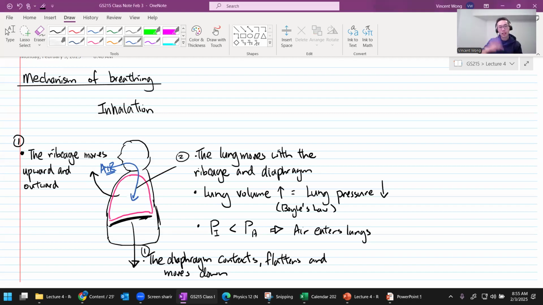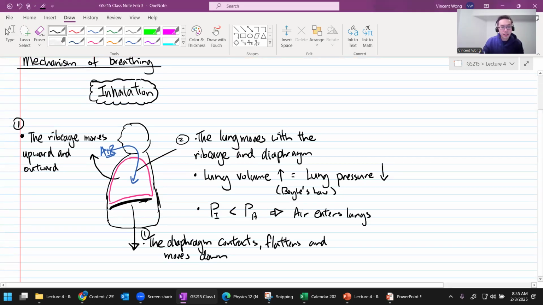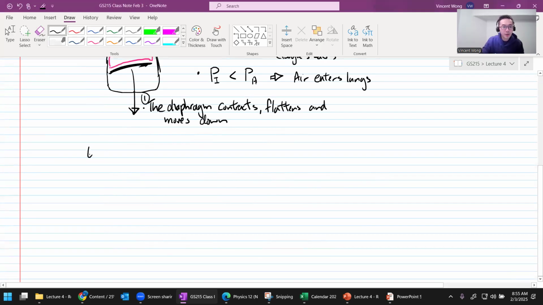If your chest cannot move, if something heavy is resting on your chest, like someone trapped in a collapsed building, then it's very difficult to breathe in, because now you cannot expand your lungs or your rib cage. Any question about inhalation? I hope that's pretty clear. Let's do exhalation.